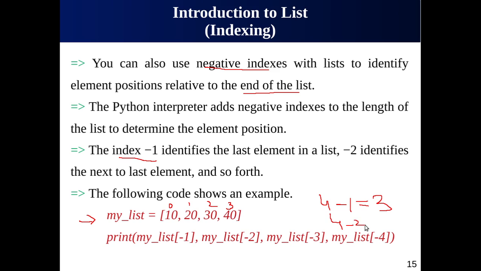4 minus 2 is equal to 2. That is the second element. So to access the element at the second last location, you have to use minus 2 and then so on.